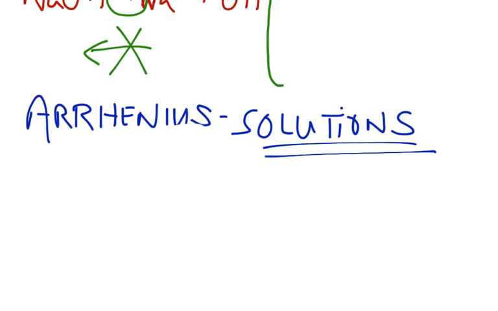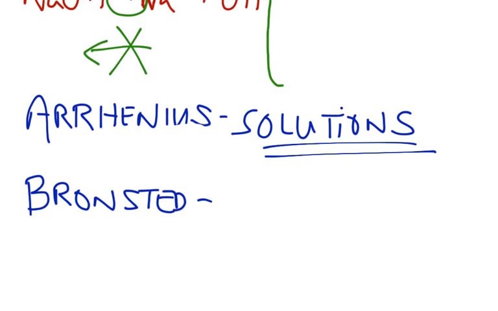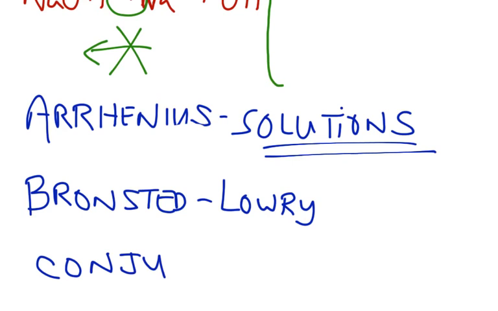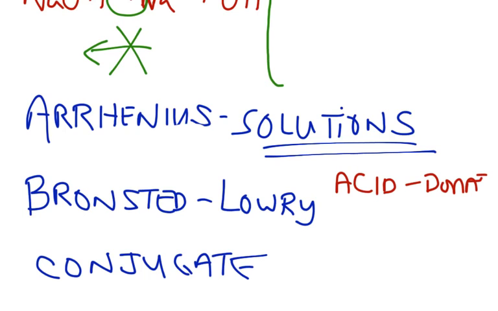A more updated definition of acid and base is your Bronsted-Lowry and your conjugate. They go hand in hand. Again, read the PowerPoint. It's very clear. These are basic definitions, but Bronsted-Lowry and conjugate go together. A Bronsted-Lowry acid is something that donates a proton. So it's a donator. A proton and an H+ are the exact same thing. A Bronsted-Lowry base is one that accepts them.